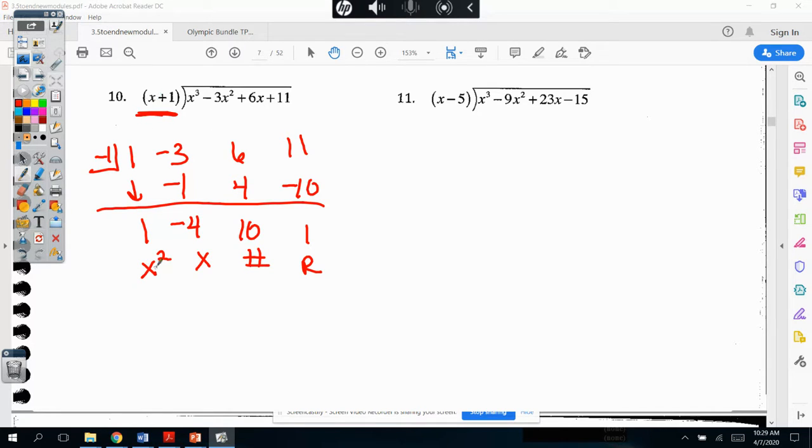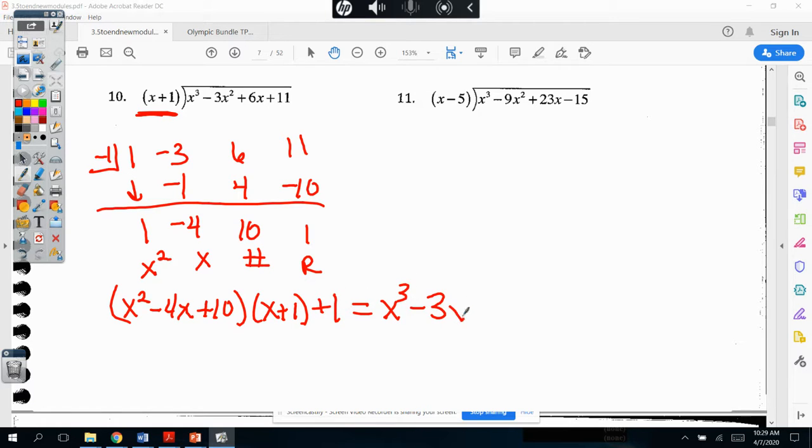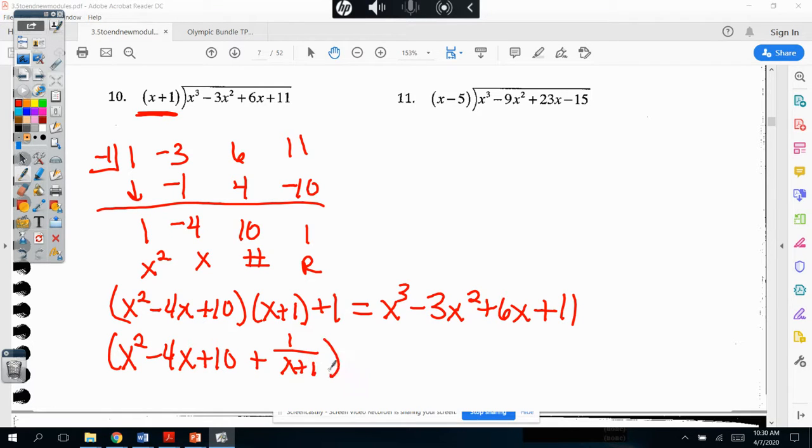This is not a factor. So your answer is going to be x squared minus 4x plus 10. If you take that times the x plus 1, you will have to add that remainder in order to get the x cubed minus 3x squared plus 6x plus 11. Or you could have written it like this, x squared minus 4x plus 10 plus 1 over x plus 1, times x plus 1. And you could have got that way as well.